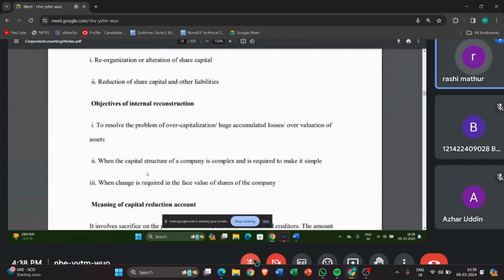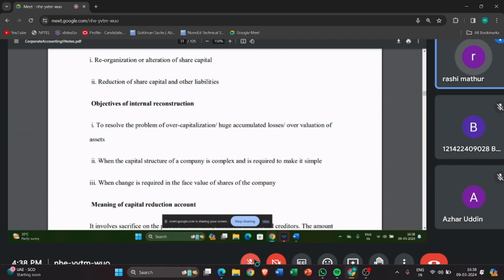This is another important theory question. What are the objectives? You can be asked a short answer or very short answer: what is internal reconstruction and what is the need for it? First objective, to resolve the problem of overcapitalization, accumulated losses or overvaluation of assets. My assets are showing high values, my losses are showing high values, and that is why assets are higher. How to reduce those assets? I will reduce them by reducing my capital.